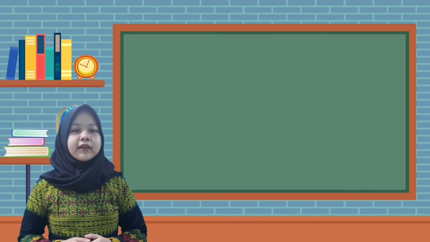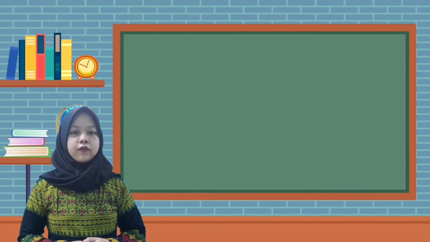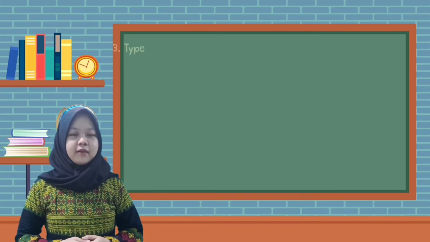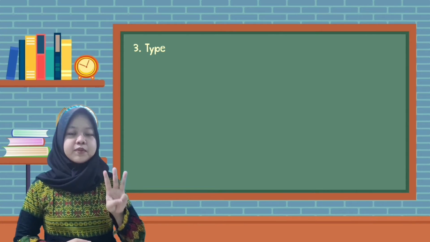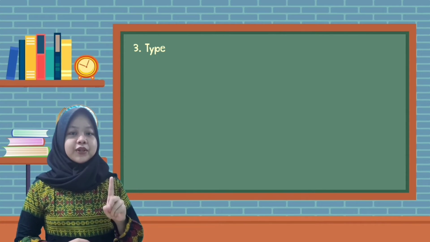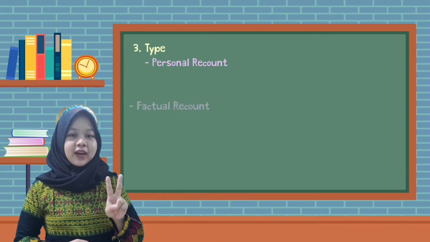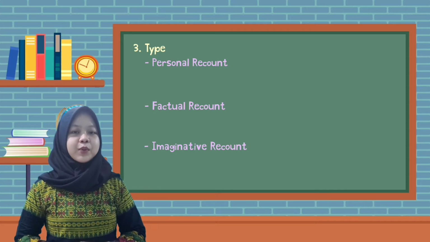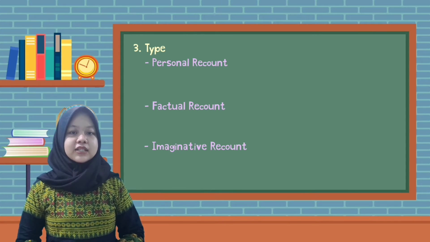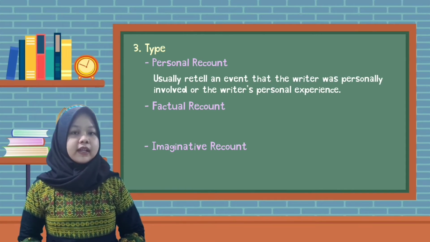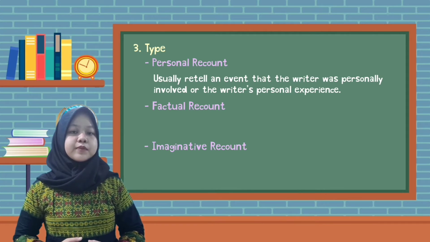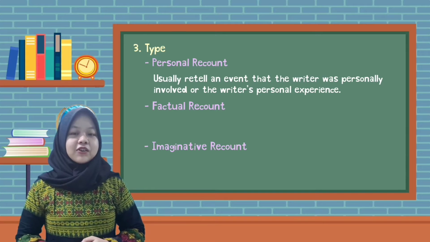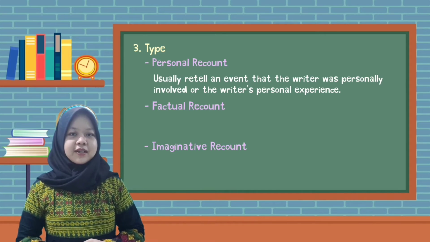Now you have known about the definition and the purpose of recount text. Next, we are going to talk about the types. There are three types of recount text: personal recount, factual recount, and imaginative recount. The first is personal recount. This usually retells an event that the writer was personally involved in, or the writer's personal experience.